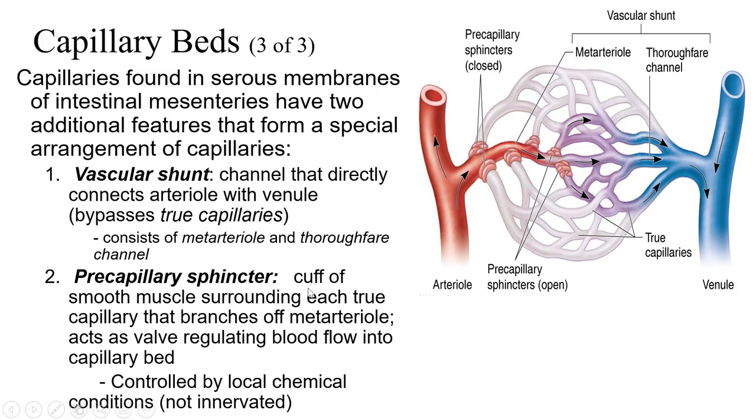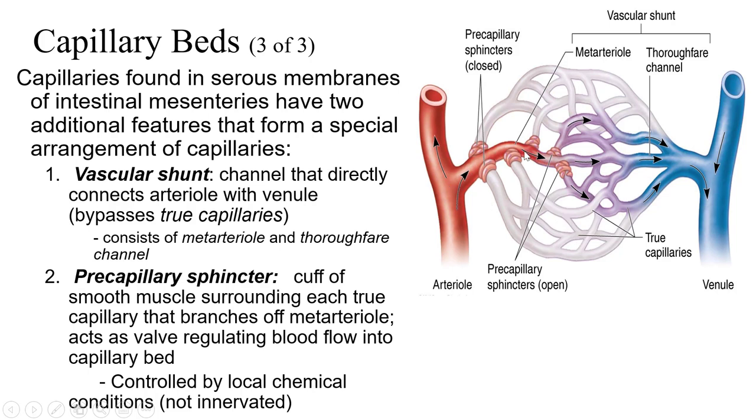Now, the precapillary sphincter. These are your precapillary sphincters. These are smooth muscle cuffs surrounding its true capillary that branches off a metarteriole. They act as valves regulating blood flow into the capillary beds. They can actually shut down this entire thing. This entire thing gets to be shut down by the precapillary sphincters. But that's the only thing that they can shut down.